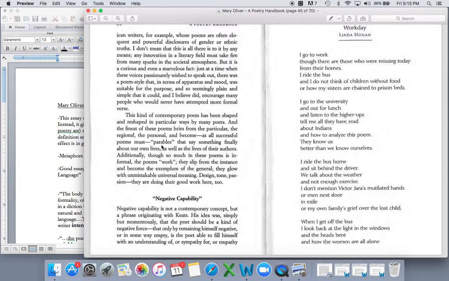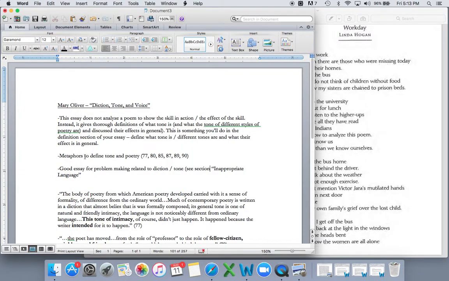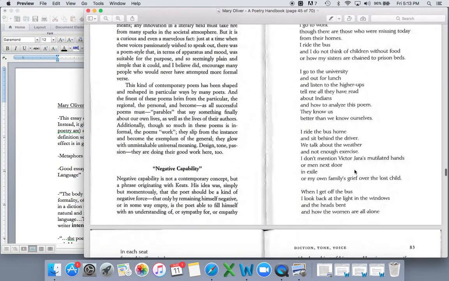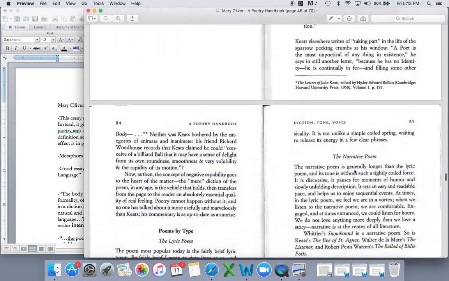So she's talking about poetry here more than tone necessarily, but it is a little bit of a blend. But a nice metaphor again. Now, some of you might be asking, what's a parable? You could look that up to find out a little bit more, but it is a metaphor. She's comparing poems to parables here. She has 85 and then 87.